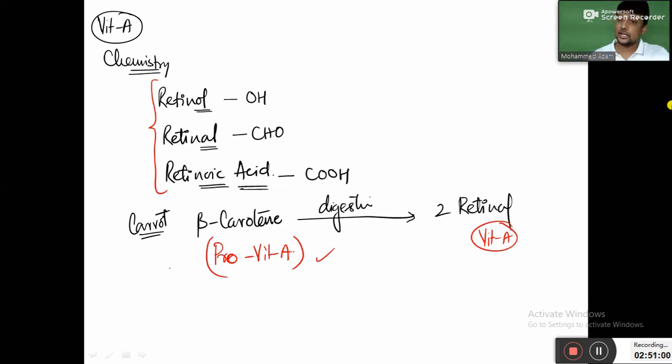Vitamin A names will be retinol, retinal and retinoic acid based on the functional group. Now once you are done with the chemistry part of vitamin A, let us learn what are the functions of vitamin A, sir. The moment I hear the name vitamin A, the first thing that comes into my mind is vision. Vitamin A is required for vision.